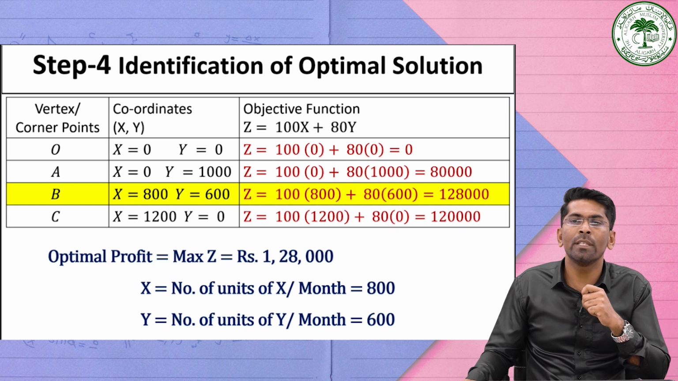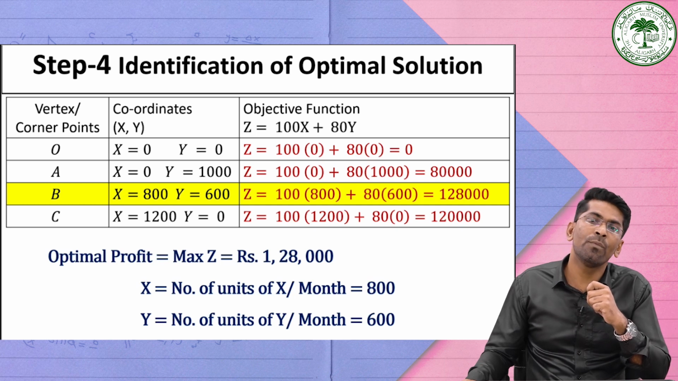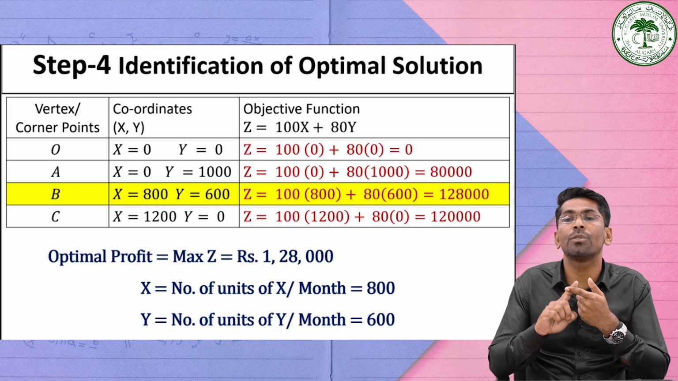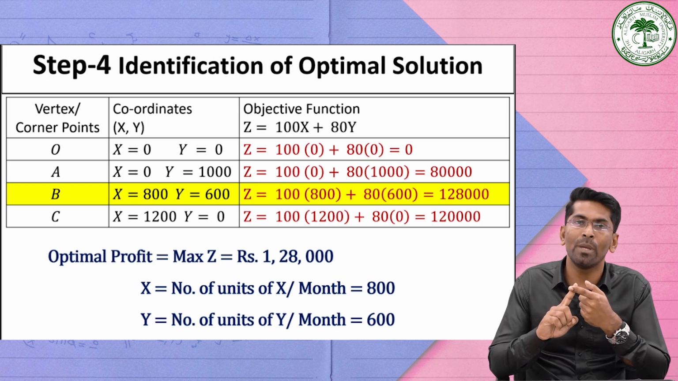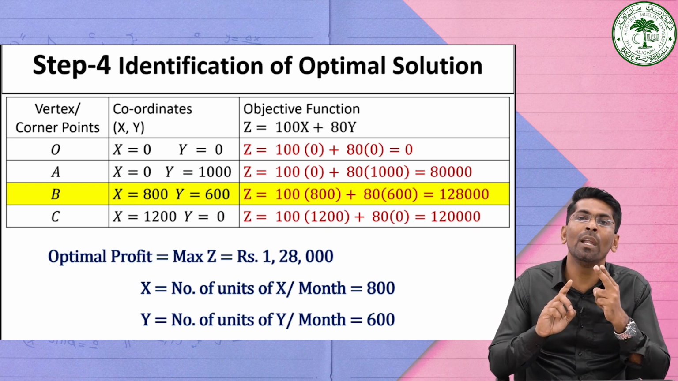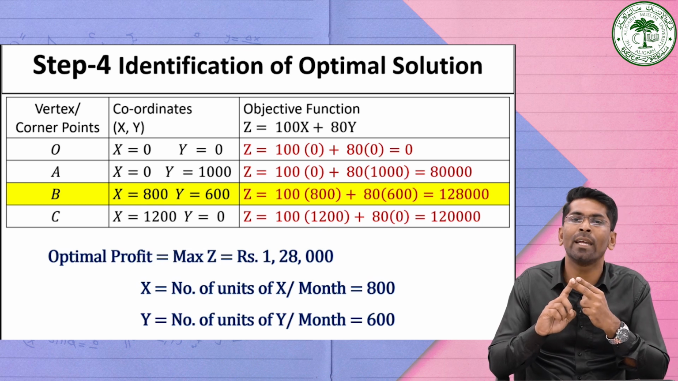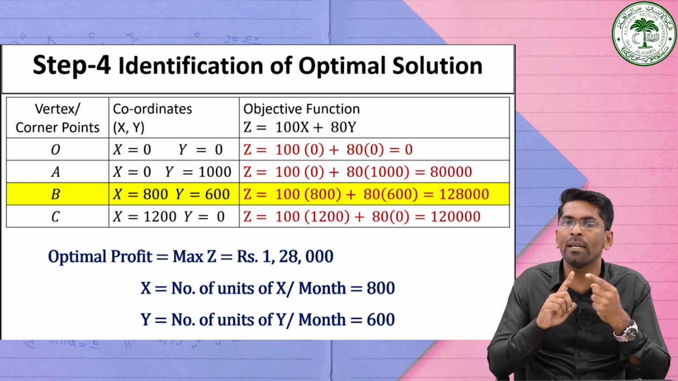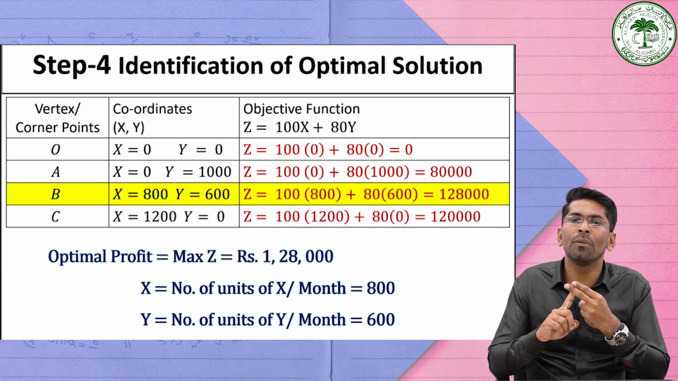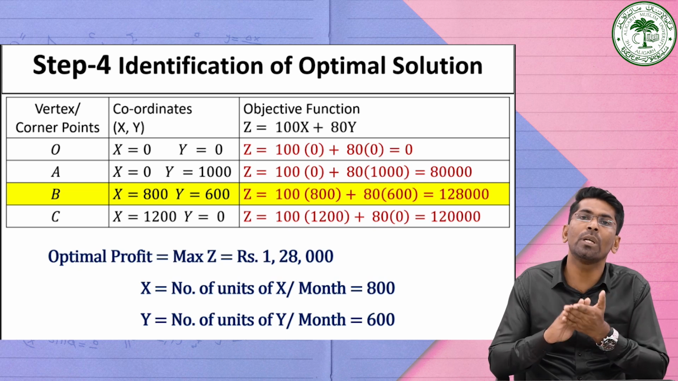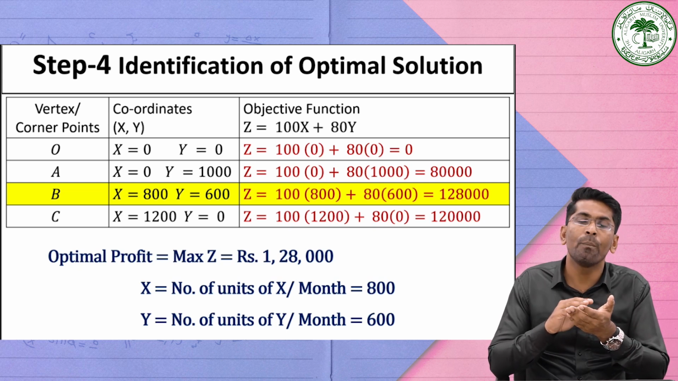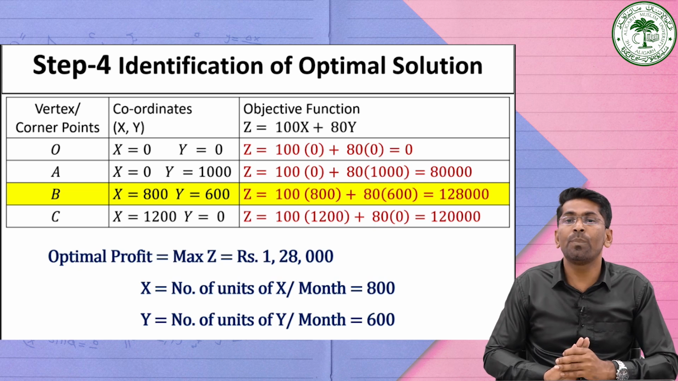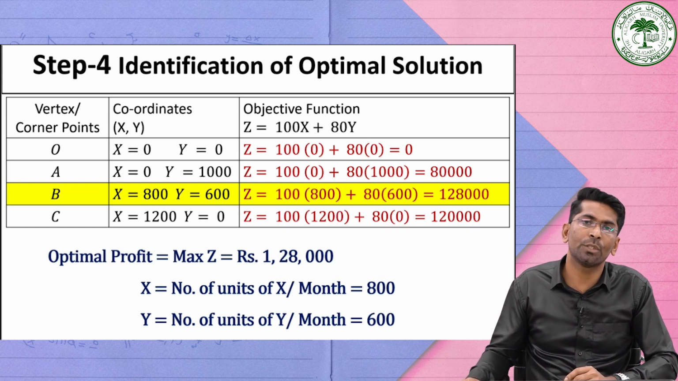So I hope you understood this. See, the graphical method is considered one of the easiest ways to solve a small linear programming problem, where we are considering only two variables, that is variable X and variable Y. That means we have two decision variables. Here we have commodity X and commodity Y. So in this case, we can easily find the solution to the linear programming problem by using the graphical method.